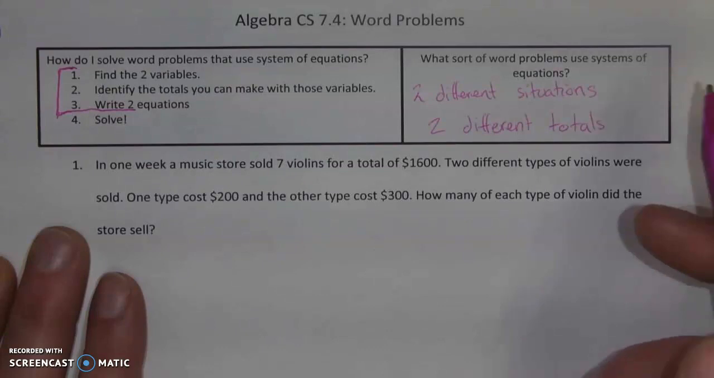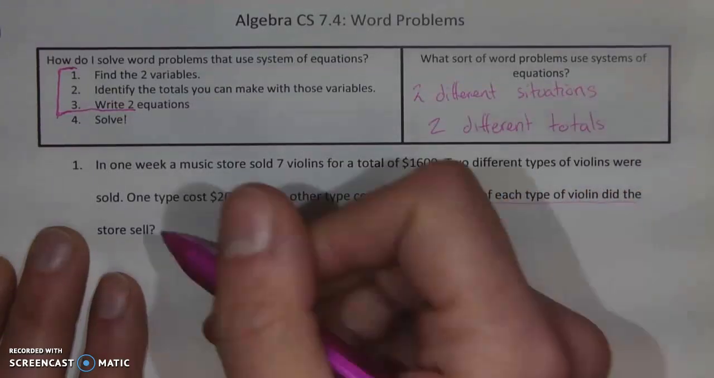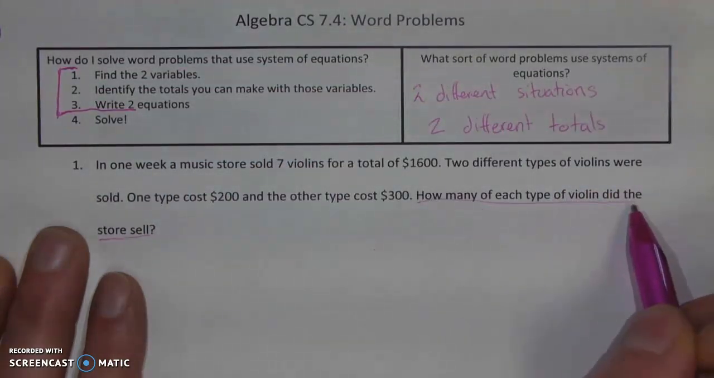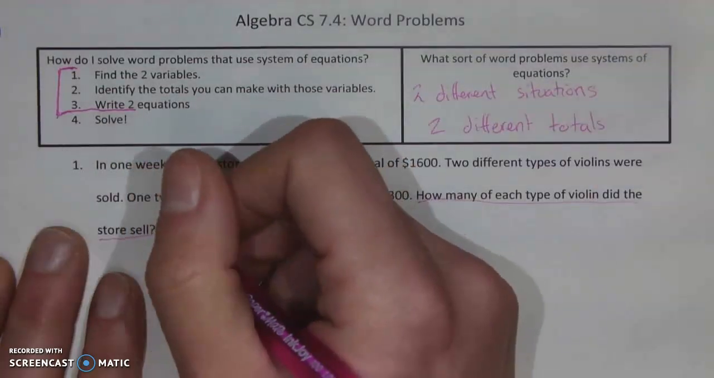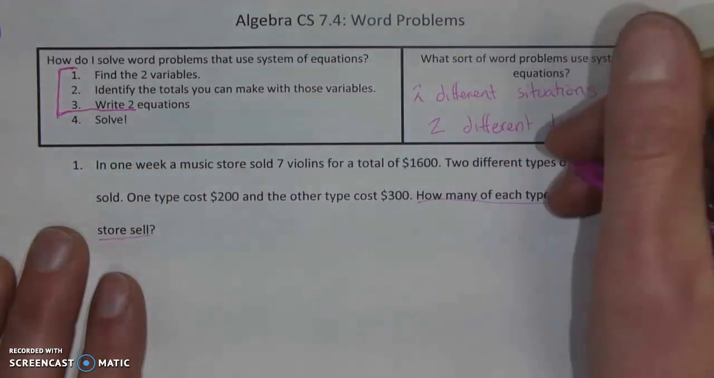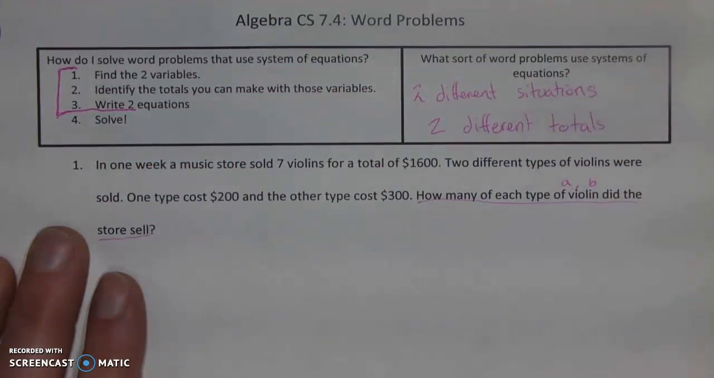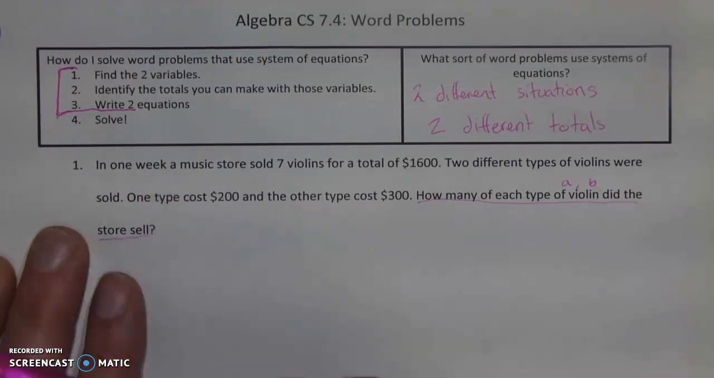One thing that's nice about these is usually the question itself will tell you what variables you are looking for. We want to know how many of each type of violin the store sold. That means our variables are really the two types of violins, which we can label A and B. So I need to find A and B, how many of each type of violin we sold. So I'm going to look back through here and I'm going to see what information I have.